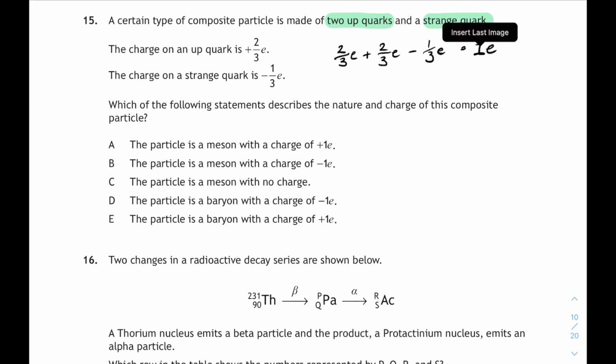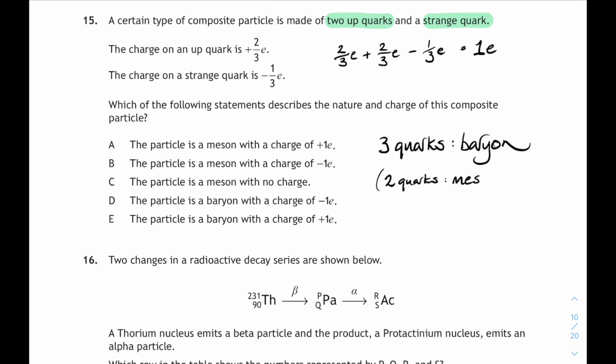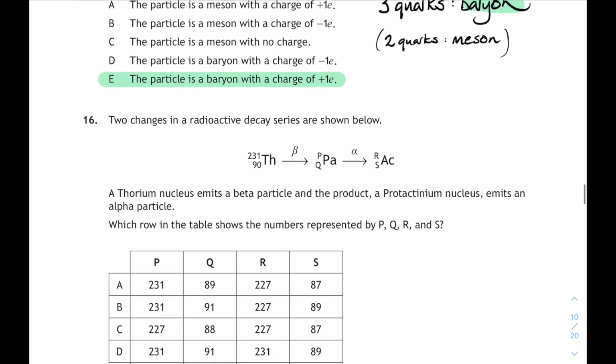But we also have to decide whether or not the particle is a meson or a baryon. Well, composite particles that are made up of 3 quarks are called baryons, and composite particles made of 2 quarks are called mesons. So in this case, because it was 2 up quarks and a strange quark, it was a baryon with a charge of plus 1 e. That's answer E.